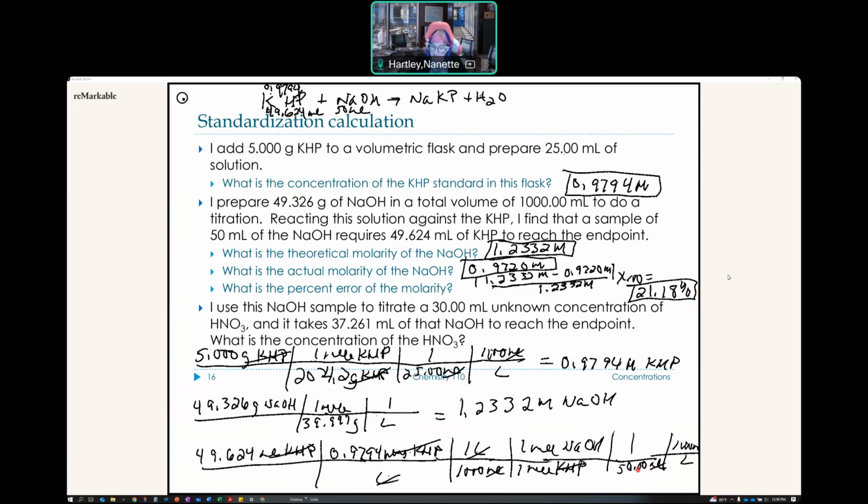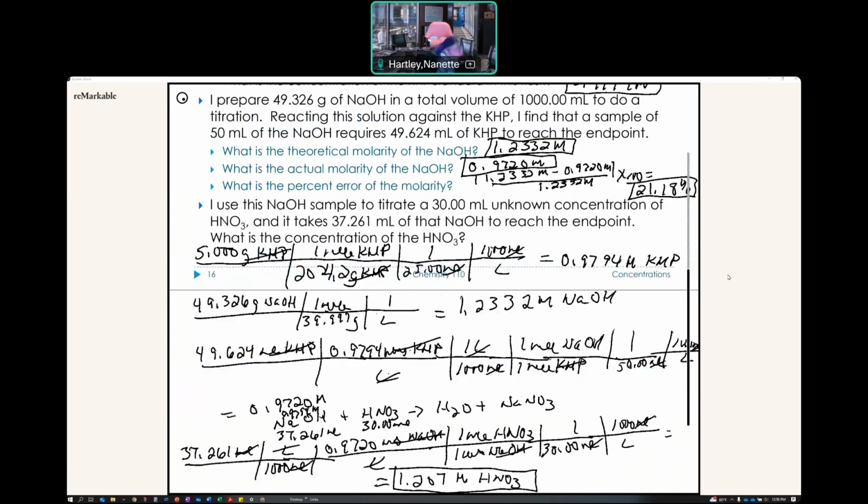So 50 milliliters of solution right there, and then I do the unit conversion, 1,000 milliliters per liter. And then milliliters will cancel there, and that will leave me with an answer in moles per liter. And so if I do that calculation, that gives me 0.9720 molar NaOH. So that's the answer that I reported right here, 0.9720 molar.